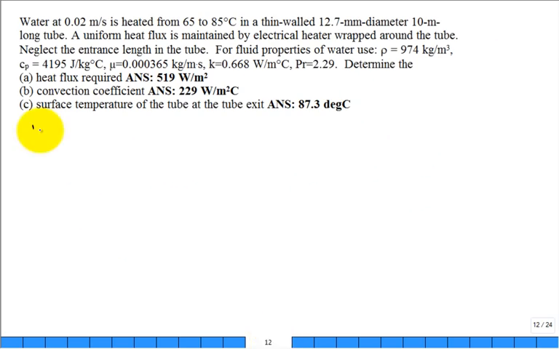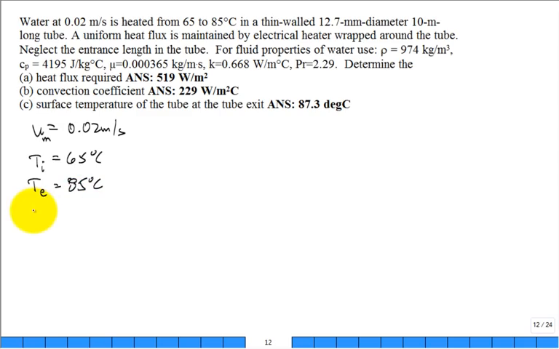Water. U is equal to 0.02 meters per second. Is that the peak velocity, the mean velocity? If they don't specify it, it's a mean velocity. It's their average velocity going down the pipe. It's heated from the temperature on the inlet of 65 degrees C to the temperature on the exit of 85 degrees C. Is the wall temperature higher than 85? It has to be. Okay.